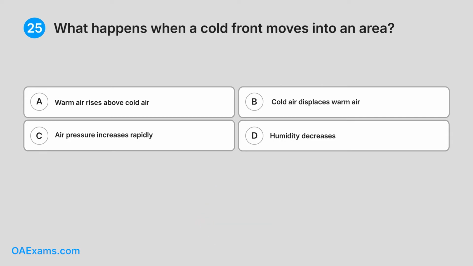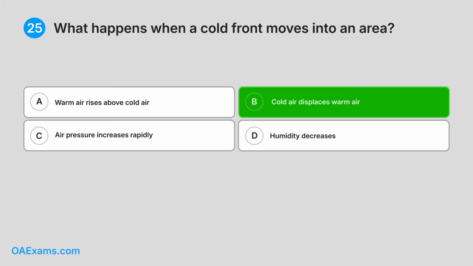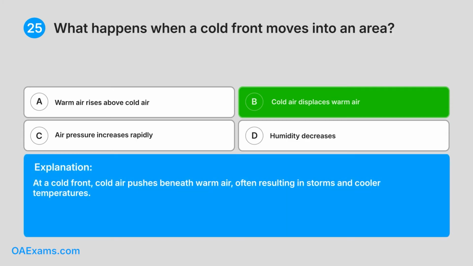Correct answer. B. Cold air displaces warm air. Explanation. At a cold front, cold air pushes beneath warm air, often resulting in storms.